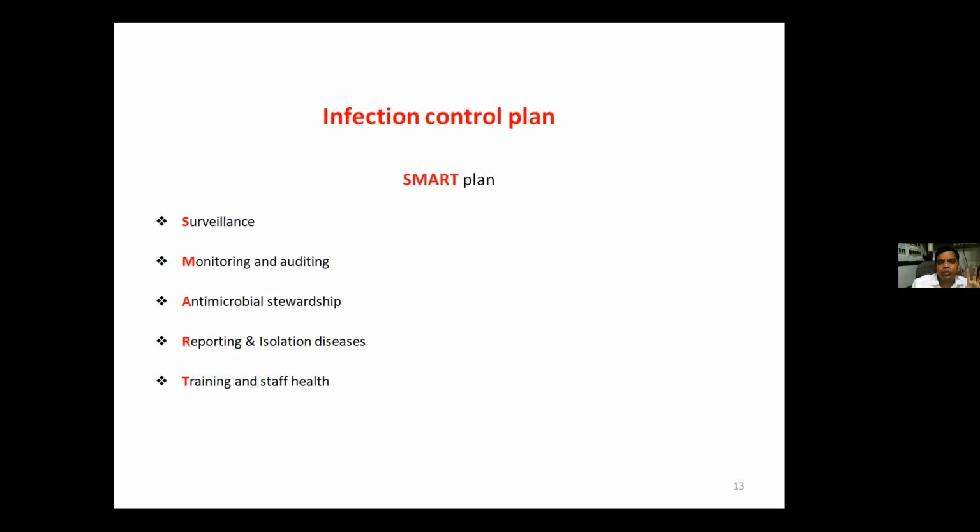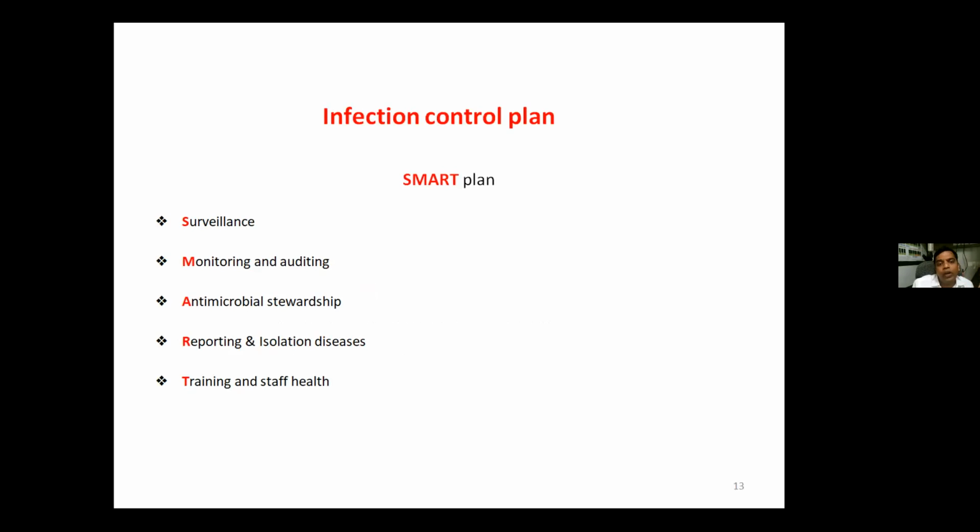Now, there should be a SMART plan in the healthcare setting if you want to prevent and control healthcare associated infection. The SMART plan stands for surveillance. That is, there should be continuous surveillance. More and more surveillance, active and passive and continuous, should be done by the infection control team to detect healthcare associated infection.